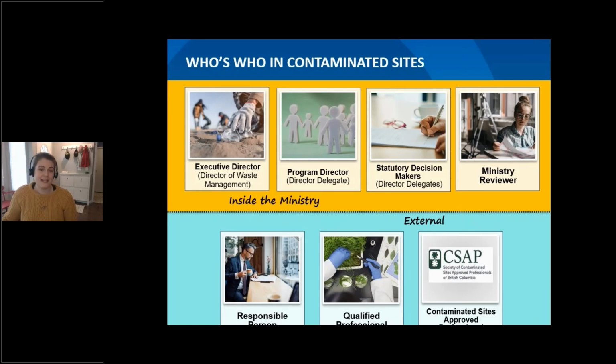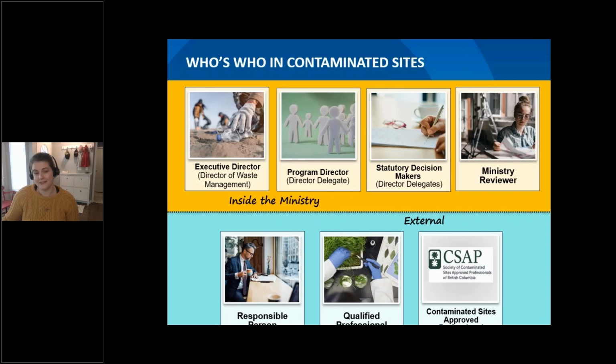Now that we have some understanding of law and policy, we'll move into those who are subject to the law and those who oversee the law as regulators. The 7 boxes that you see on this slide represent the 7 key roles within the contaminated sites framework. It might be helpful to think of these as the key players in contaminated sites.